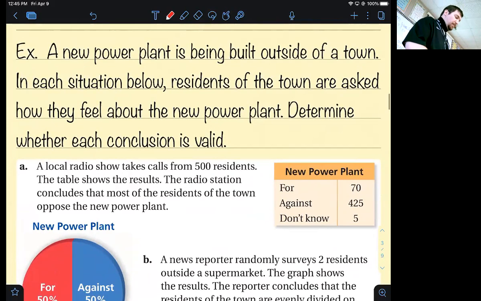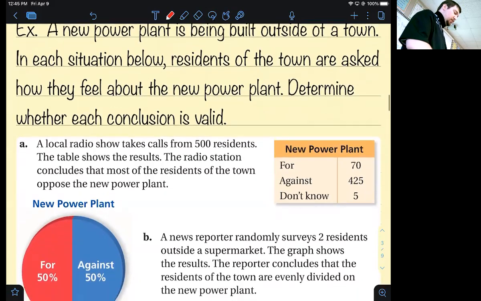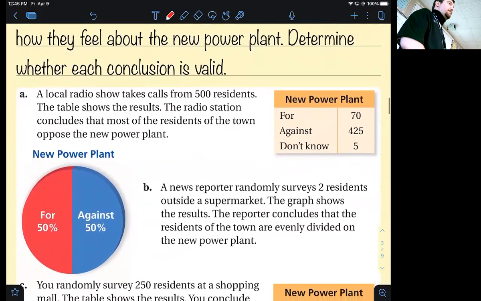So a new power plant is being built outside of town. In each situation below, residents of the town are asked how they feel about the new power plant. Determine whether each conclusion is valid. And we're going to do that by thinking about how they did their sample. A, a local radio show takes calls from 500 residents. The table shows the results. They conclude that most of the people in the town oppose the new power plant. How do you feel about that? I don't know.